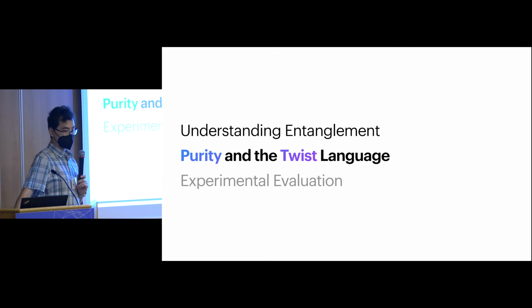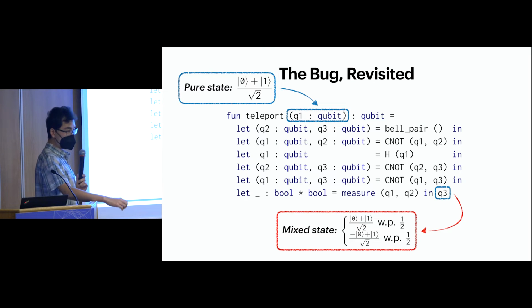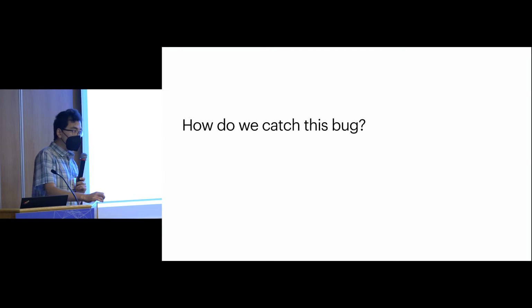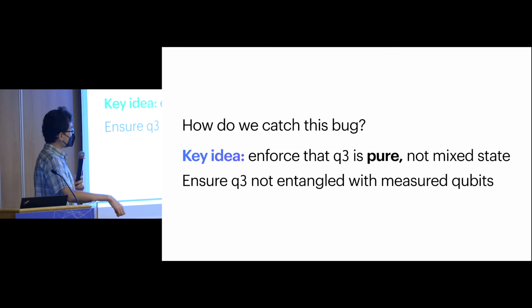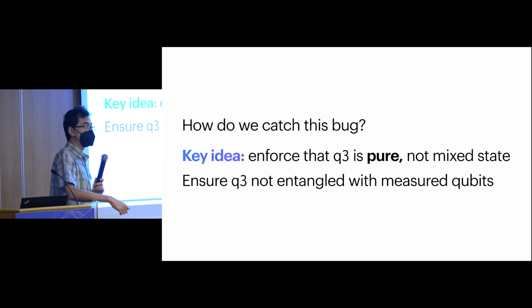Cool. So let's talk then about how Twist solves the problem of reasoning about entanglement in the programs that a developer writes, and how the concept of purity comes into this. Revisiting the bug a little bit, recall our problem was that we had a pure state as input and a mixed state as output. How might we try to catch this bug? Well, here's the observation that we can make. At the end of the program, we expected that Q3 should have been a pure qubit. That was the specification of teleportation. For some reason, it wound up as a mixed state anyways.